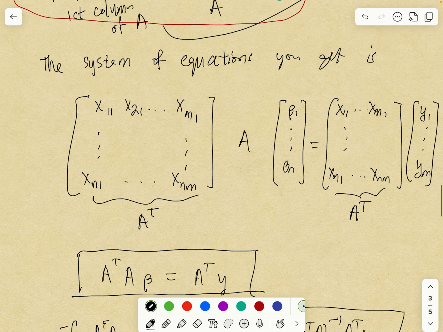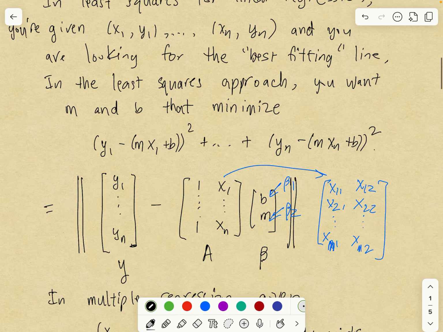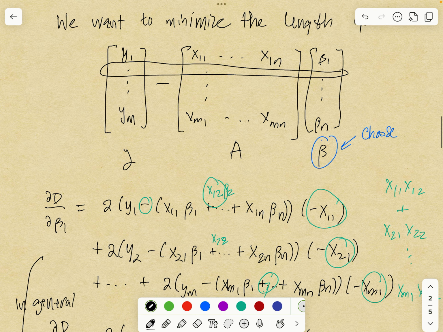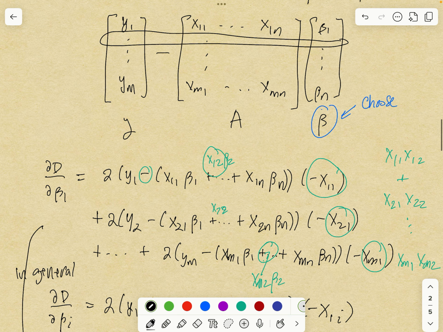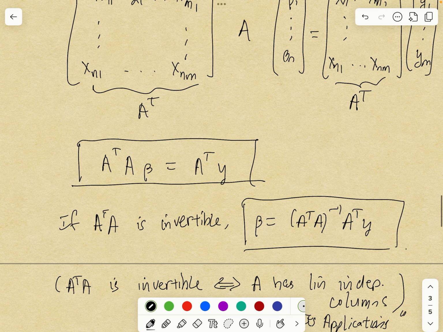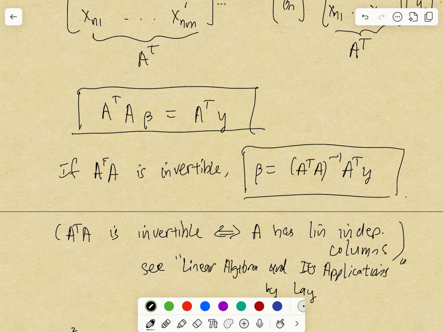So what did we conclude from this kind of long computation? We saw that what we choose for the beta i's is a solution to the system of equations A transpose A beta equals A transpose Y. So if A transpose A is invertible, then you get this result: A transpose A inverse, A transpose Y. And we saw this using linear algebra before, so this isn't a new result. But what is new is the method.